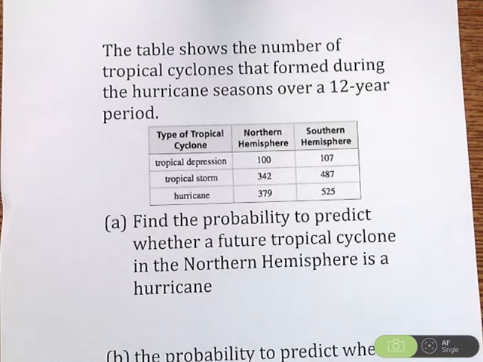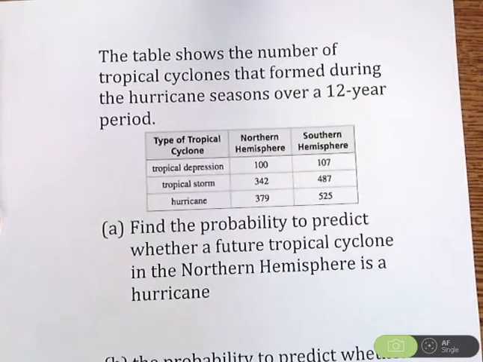So the table shows the number of tropical cyclones that form during the hurricane seasons over a 12-year period. So we've got to find the probability to predict whether a future tropical cyclone in the northern hemisphere is a hurricane. This is a little bit tough to read.